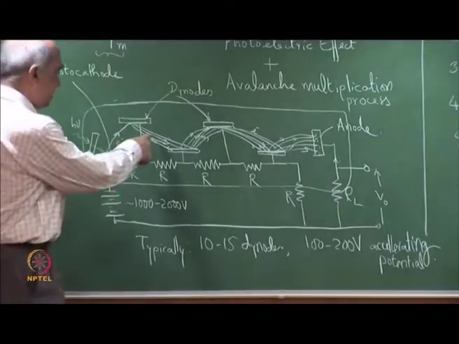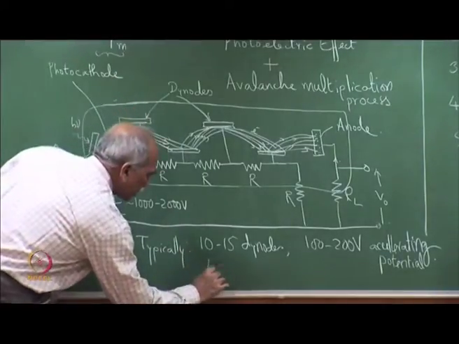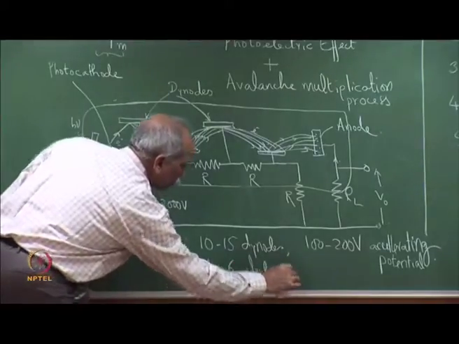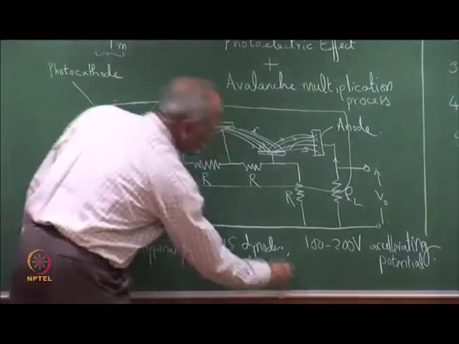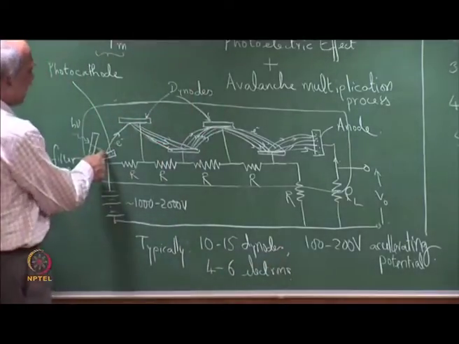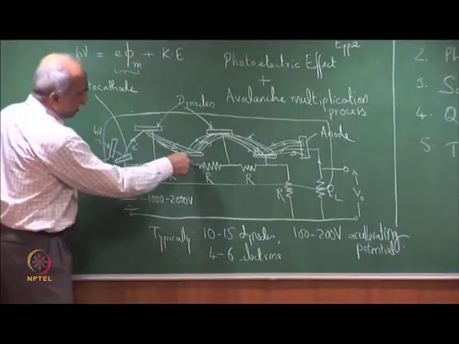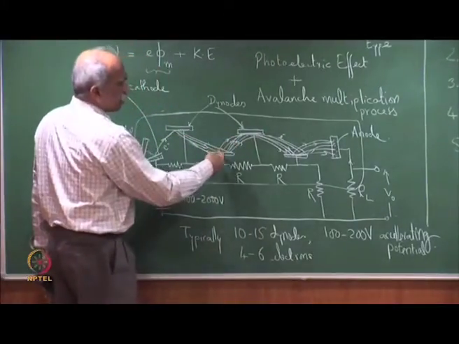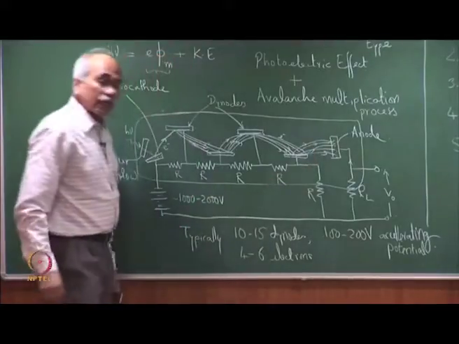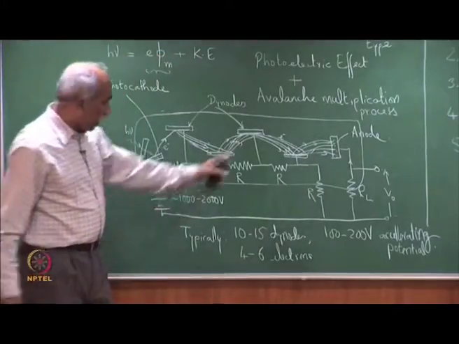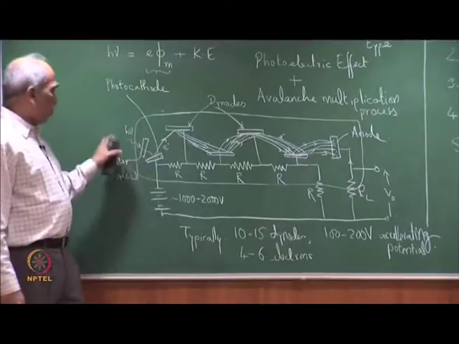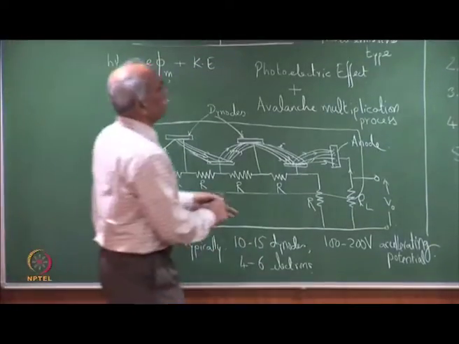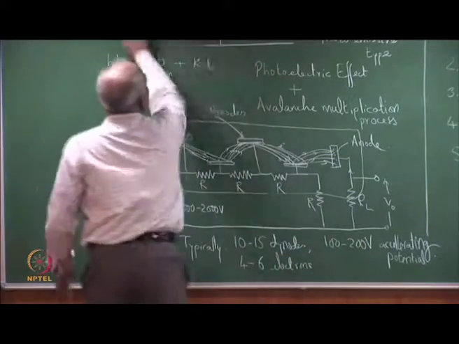And typically 4 to 6 secondary electrons per primary electron, which releases 4 to 6 electrons, which further multiplies 4 to 6 times, further multiplies 4 to 6 times. And therefore, the current gain due to one photon incident here, what will be the current gain? How do we calculate the current gain?